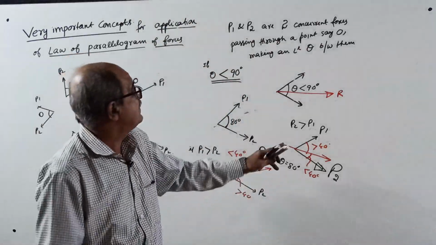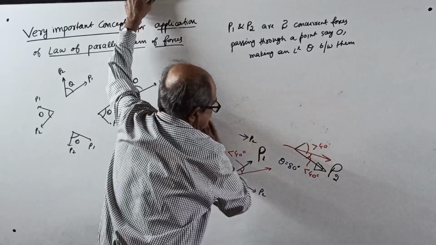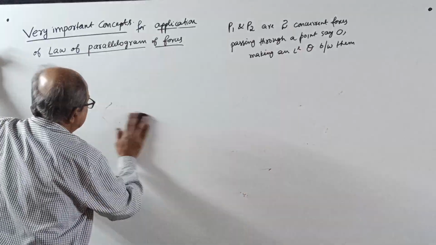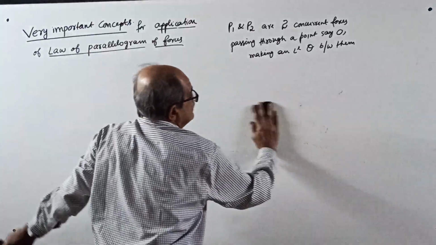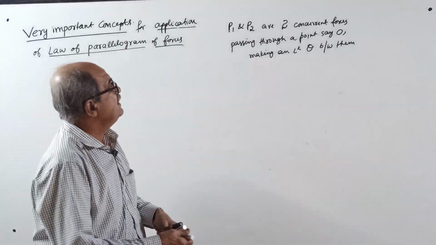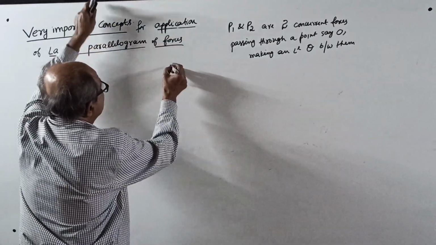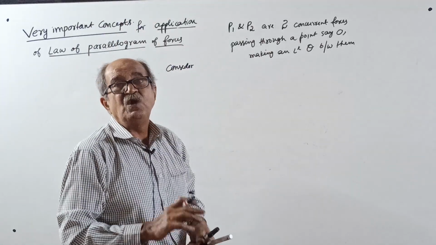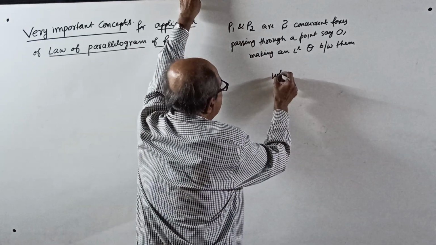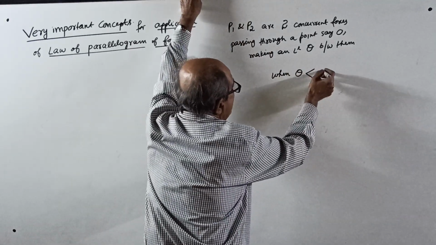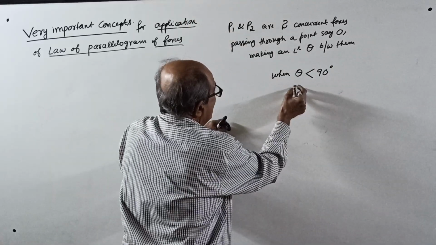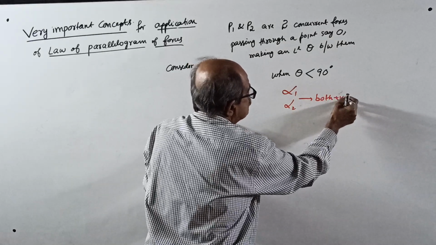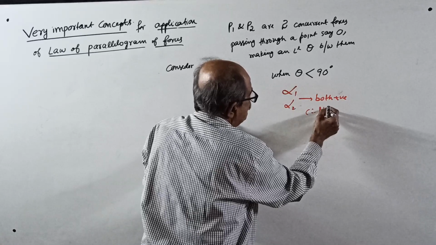Now come to other cases. In the class I will explain. If you want it very systematically, you have to see the notes for that. Now consider an important case. I forgot one thing. When theta is less than 90 degrees, when you find alpha 1 or alpha 2, you will get both positive. So, therefore, no confusion.